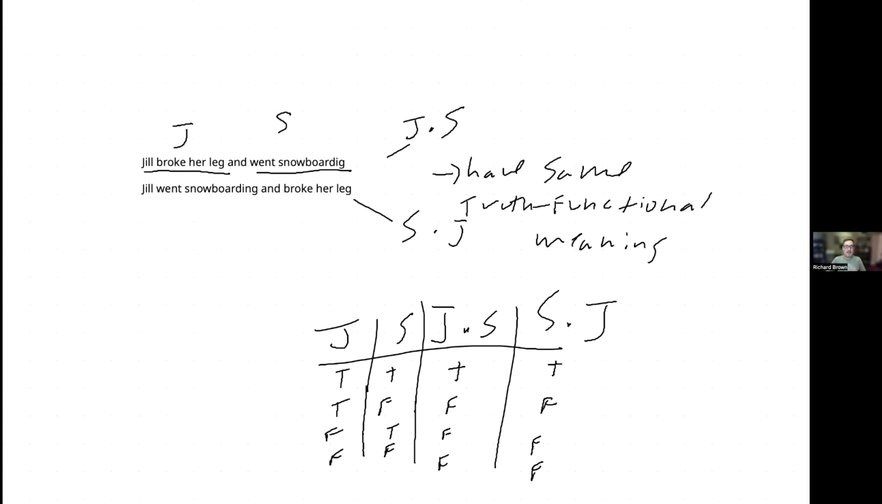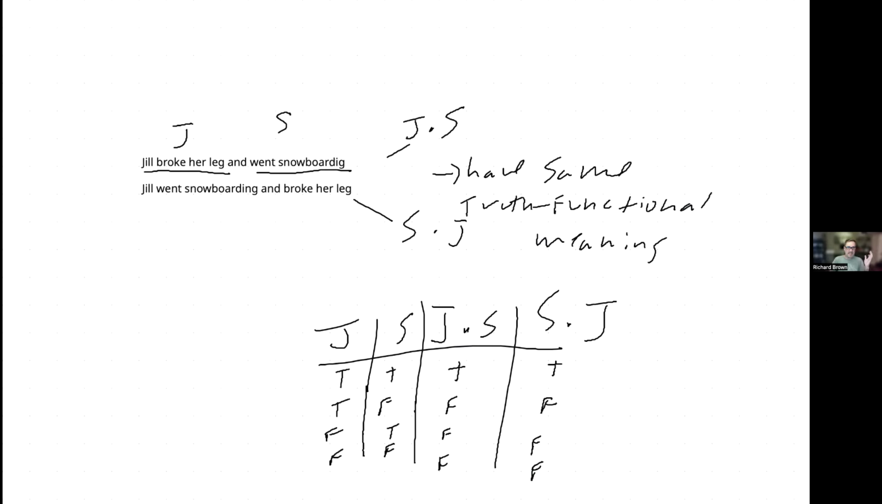But ordinary people will say, wait a minute, it seems like there's some sort of causal effect here, maybe, that she went snowboarding and that's how she broke her leg, or some kind of temporal effect that she broke her leg and then went snowboarding. So there does seem to be a kind of mismatch here where people wonder whether or not the truth functional nature is actually capturing what's going on here. So what are we going to say about that?